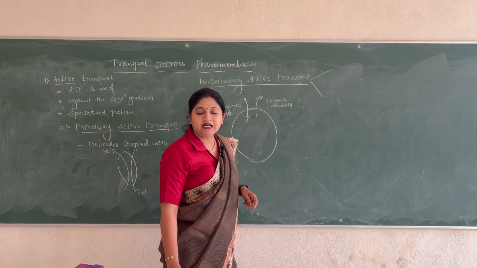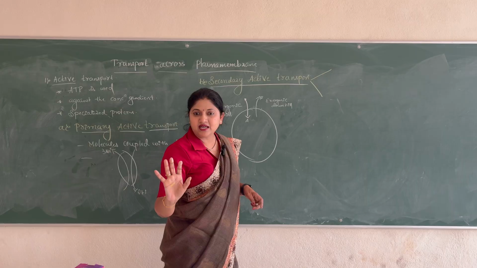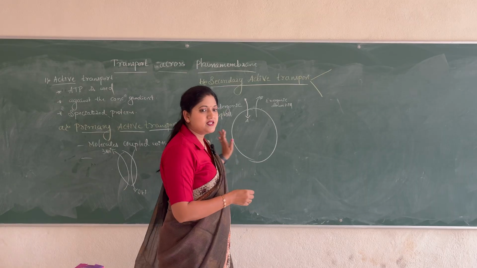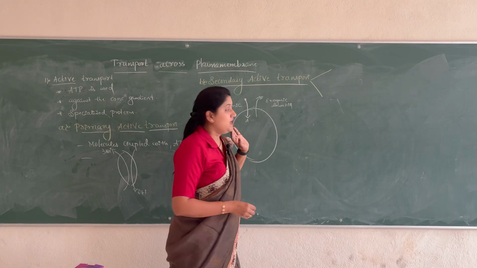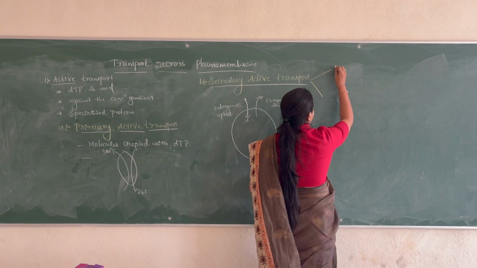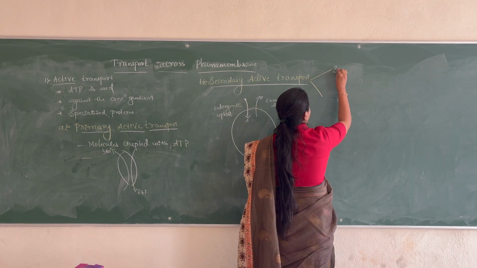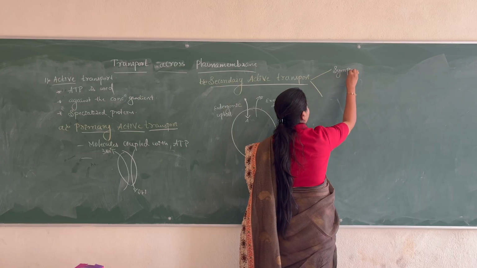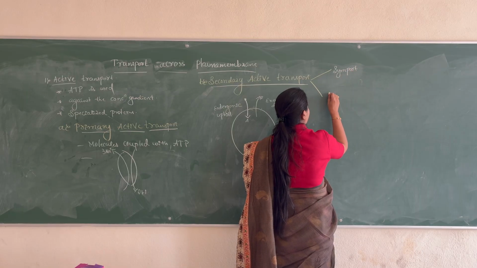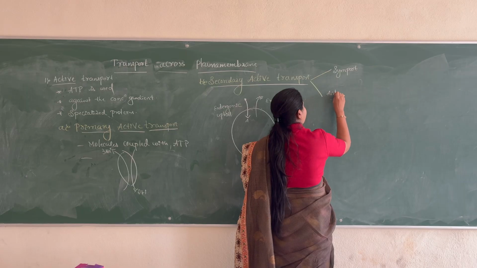Carrier proteins are compulsorily involved. In all the cases we have carrier proteins involved. So the two types are, the first one is the symport and the second one is the antiport.